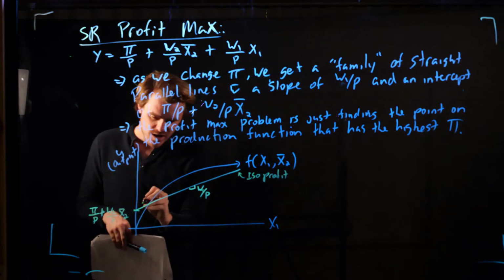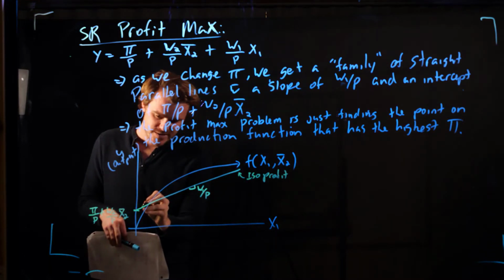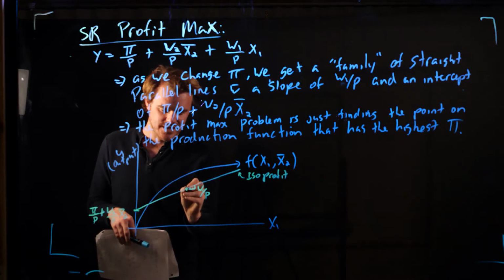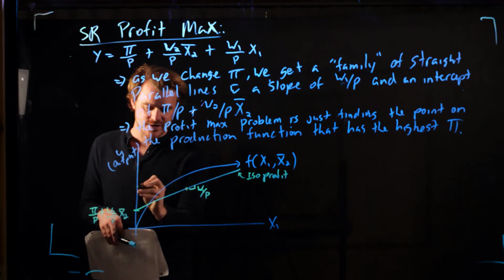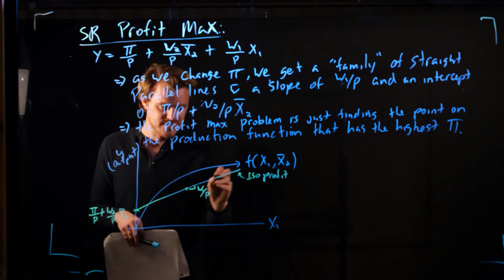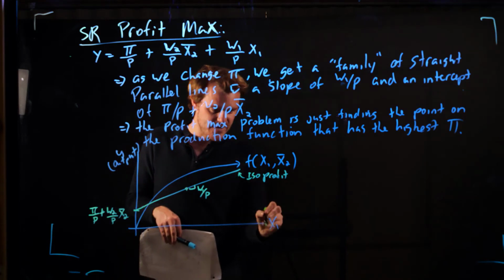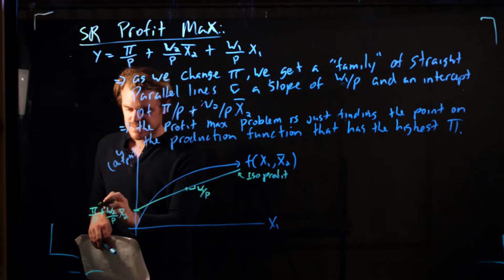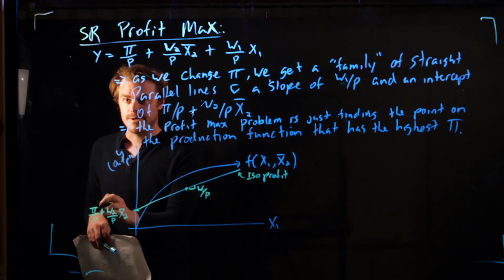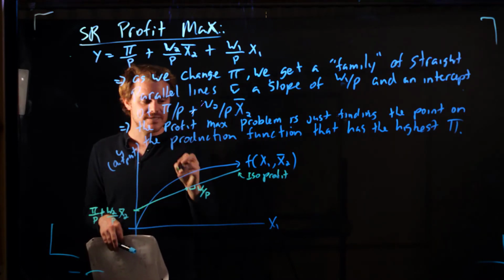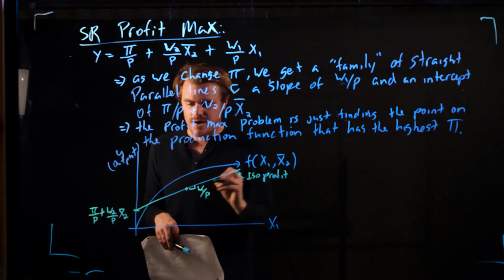So all these combinations along this line, this amount of input and this level of production here will give you the same profit as this level of input and this level of production there. So every combination on this line, all these different combinations of x1 and x2 bar, while we're varying x1, is producing the same profit. And if we raise the profit, that's going to raise the intercept. And what we want to do is get on the highest iso-profit line possible.